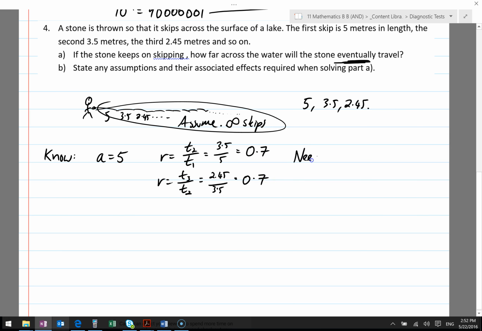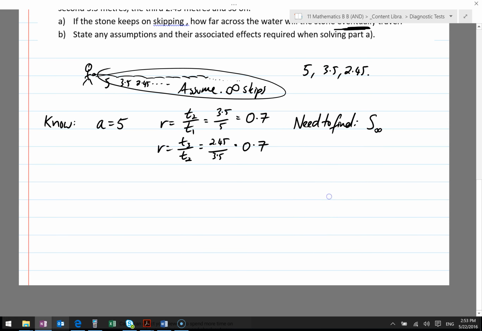Okay, what do we need to find? The sum of an infinite number of terms. The formula for the sum of an infinite number of terms is a divided by 1 minus r. I know a is 5. I know r is 0.7. So I should have a distance of 16 2/3 meters.